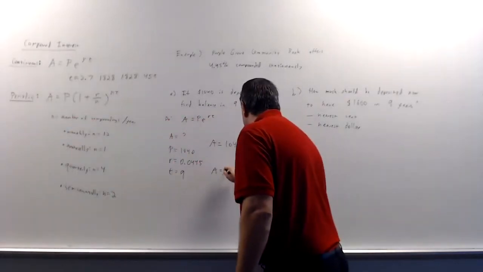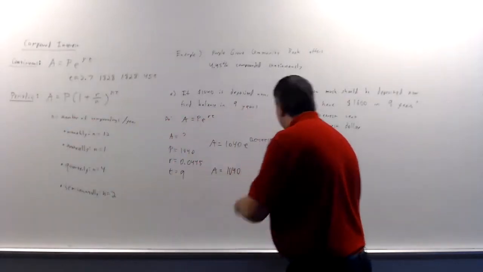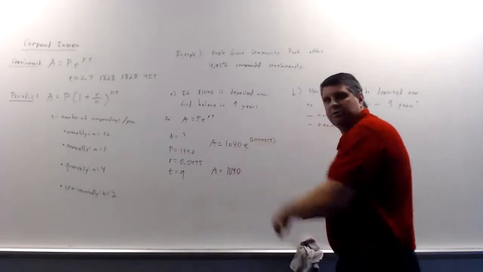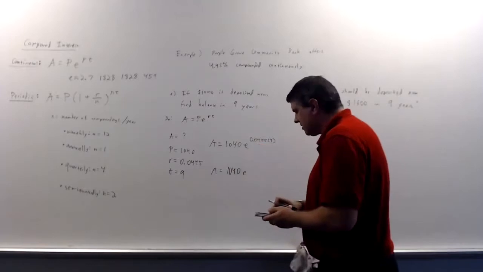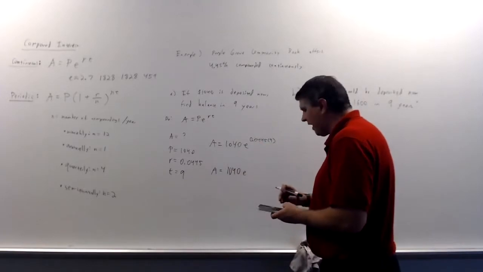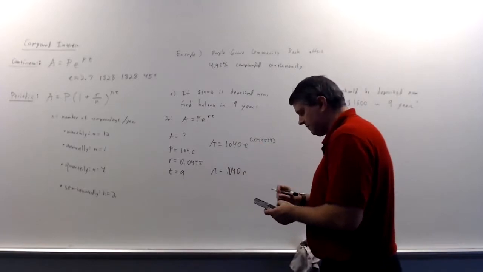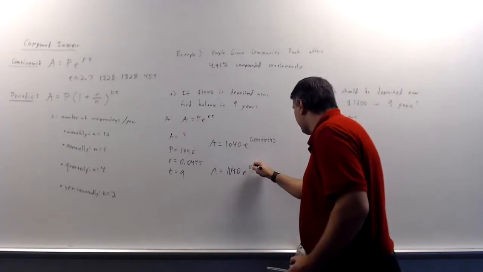Every calculator handles this differently. So what I would recommend you do is multiply this out. Okay? So leave the e, 0.0445 times 9 is 0.4005.